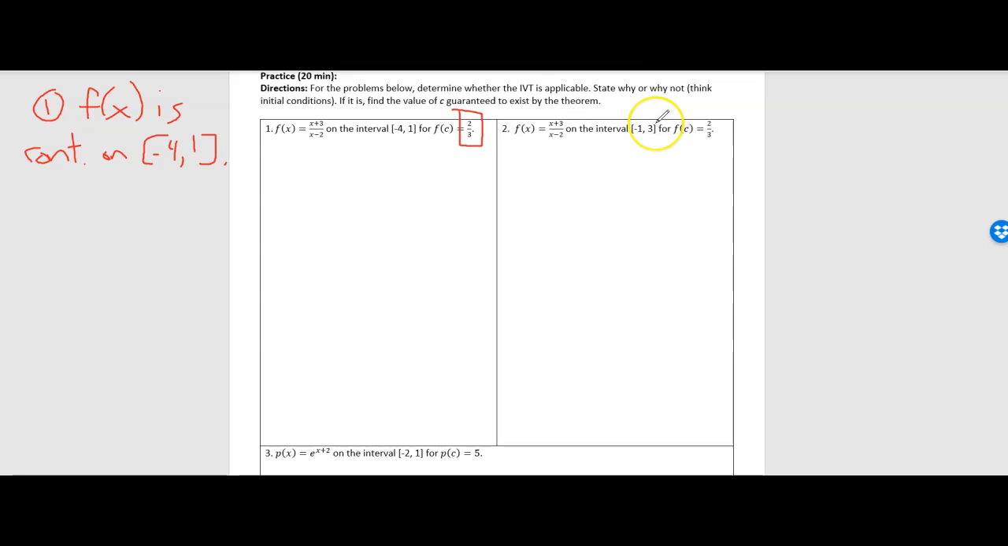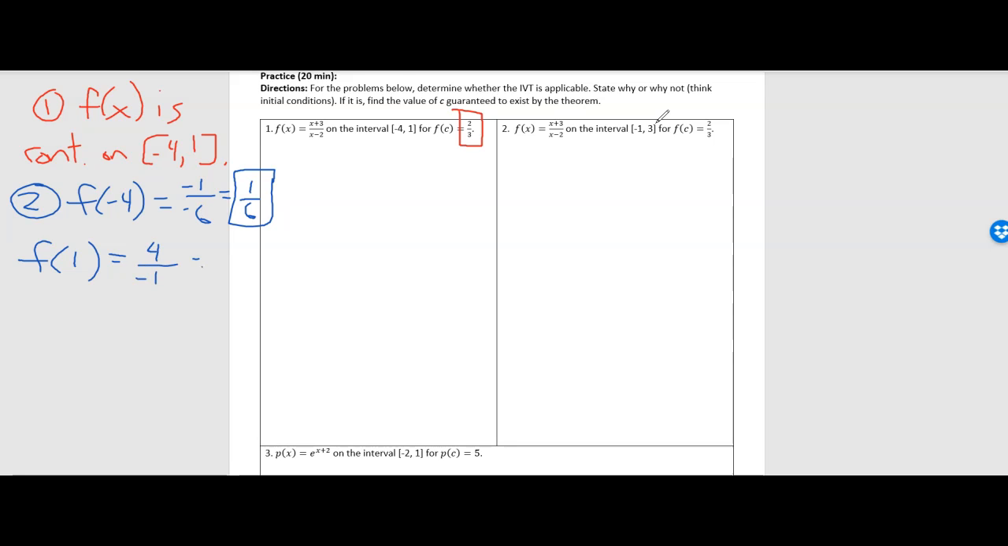So we need to check f of -4, and if we substitute that into the function, we're going to get -1 over -6, so that's going to be 1/6. We need to check f of 1, because that's the other endpoint. So that's going to give us 4 over -1, which is equal to -4.